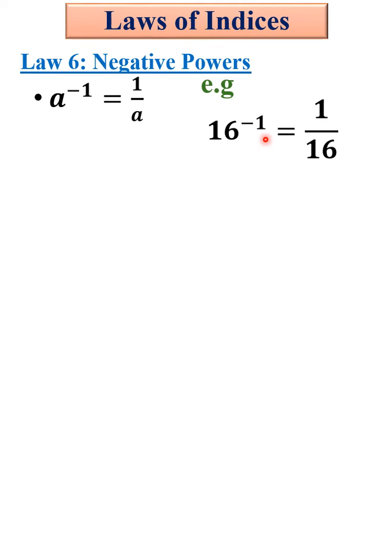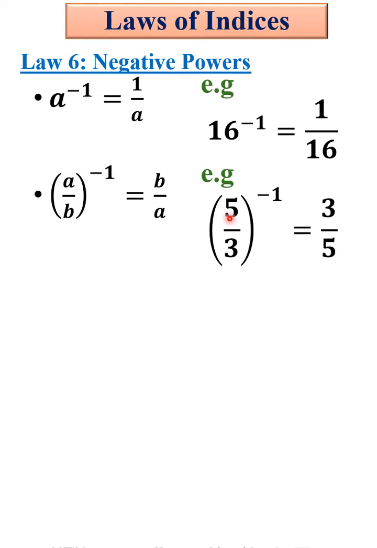16 raised to power minus 1 is automatically the inverse of 16. Let's look at another condition. If a fraction is raised to a negative power, according to the inverse law, you also take the inverse of the fraction. So a over b automatically becomes b over a. Let's look at an example. If 5 over 3 is raised to the power of minus 1, because it's a negative power, we simply invert the fraction and the answer becomes 3 over 5.